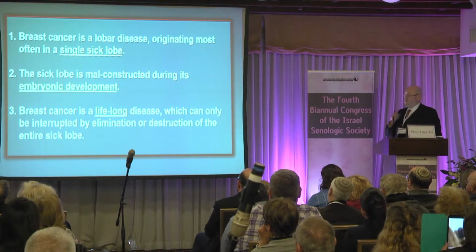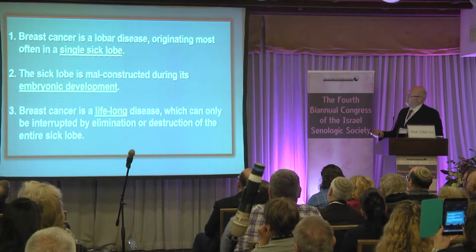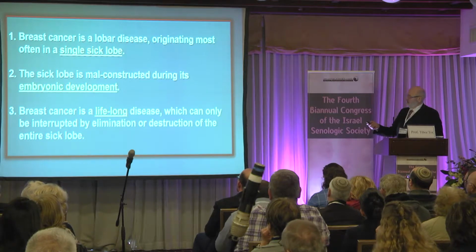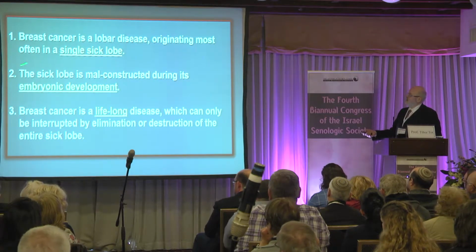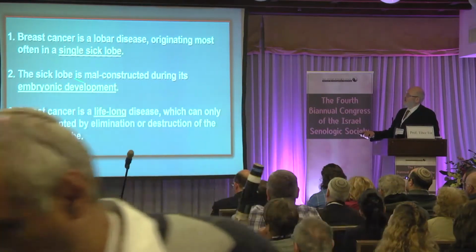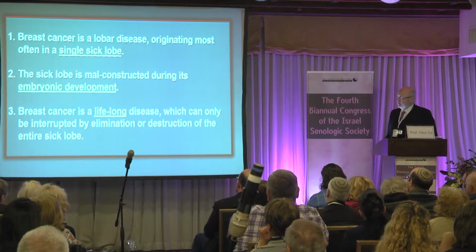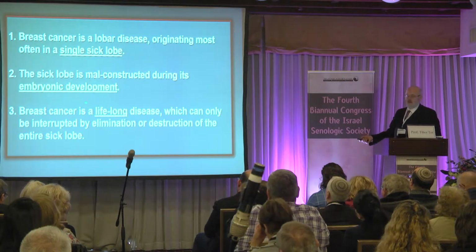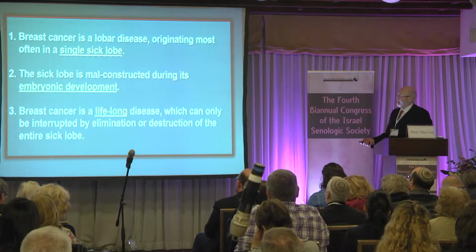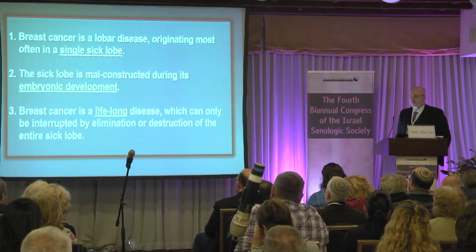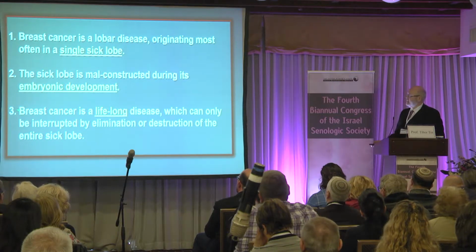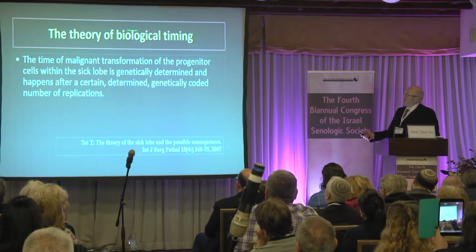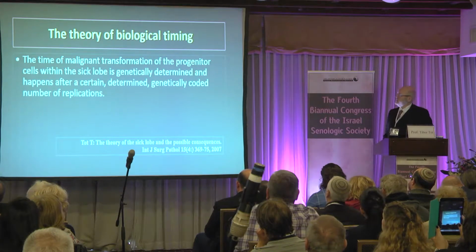There are some consequences if this theory is true, because the lobes develop already in the embryo. So breast cancer is a lobar disease, according to this theory, originating often in a single sick lobe. The sick lobe is already malconstructed during the embryonic development, and the consequence is the following, that breast cancer is a lifelong disease, beginning in the embryo, which can only be interrupted by elimination or destruction of the entire sick lobe at the early phase of the disease. So we believe that breast cancer is a lifelong disease. I will give you some more details on this theory of biological timing tomorrow.